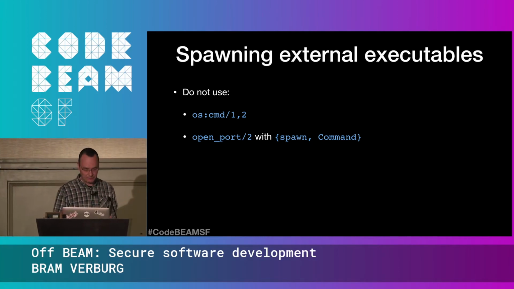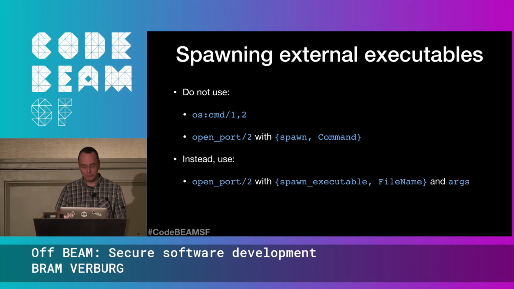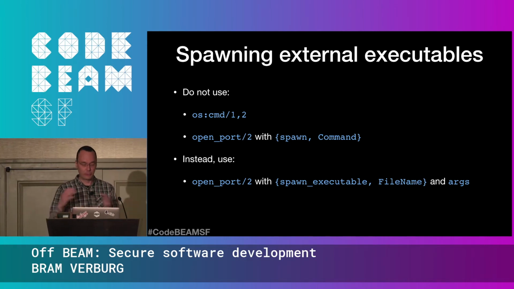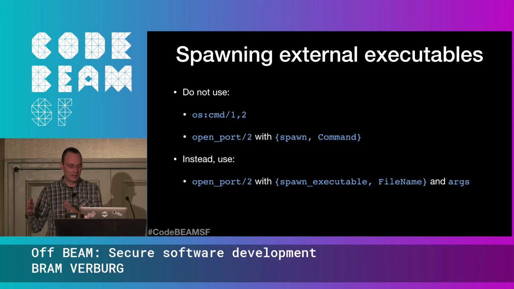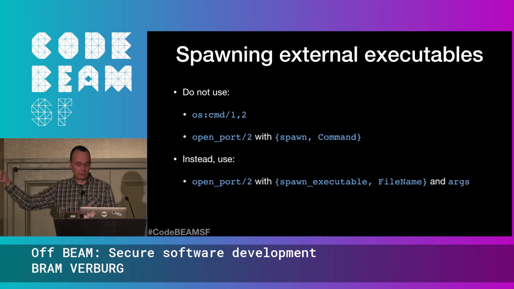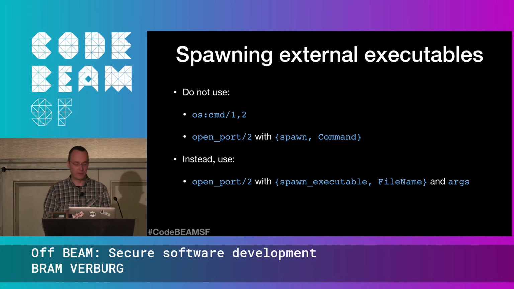Instead, you should use OpenPort. OpenPort comes in two flavors. There's the flavor that spawns a command, the same way OSCMD does. But there's also spawn executable. And the difference is crucial here. The difference is the first two, OSCMD and OpenPort with spawn, will basically spawn a shell and pass the whole command to the shell. And the shell will then interpret that command to see which is the executable, where are the arguments. And the shell can do all sorts of interpolations or other processing of that command. And it's very difficult, again, in code to detect these kinds of injection attacks.